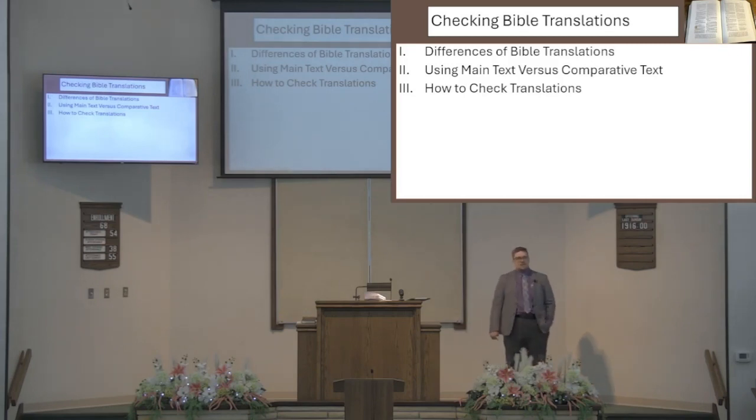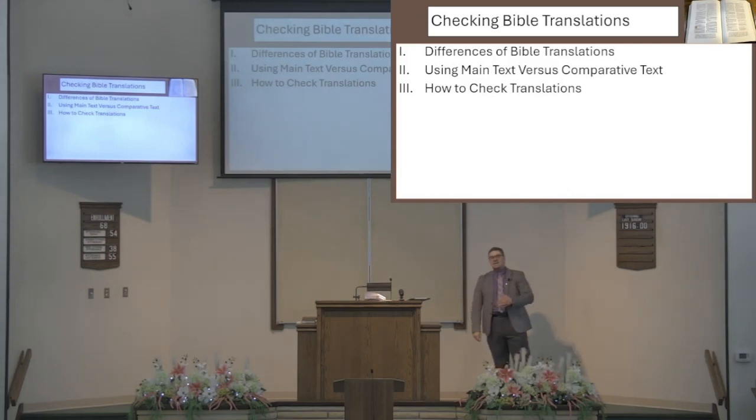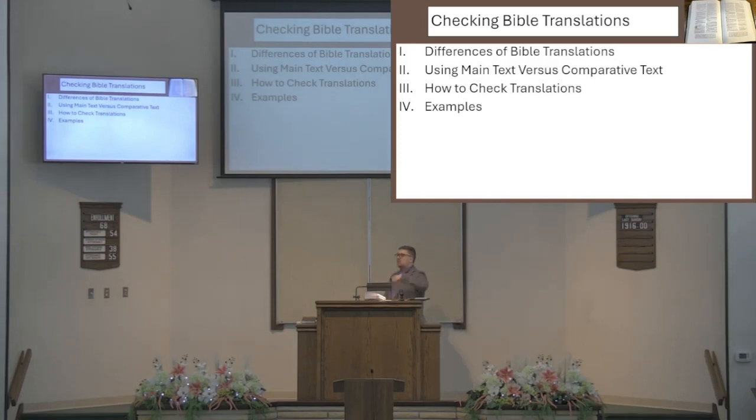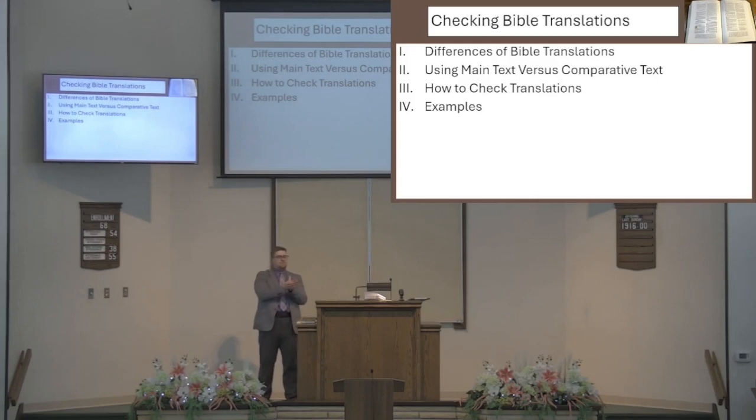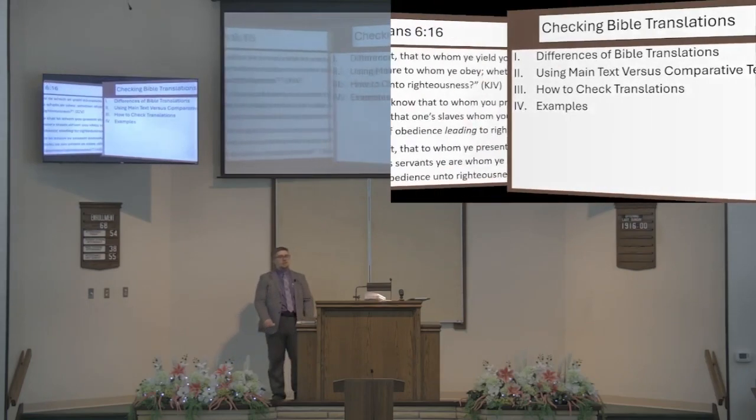We're talking about using our main text versus comparative text. Our main text is what we study from the most. Our comparative is what we use to sort of supplement and look at to explain. And we talked about how to check translations. Let's talk about some examples, particularly of that first one. We looked at an example already of looking at that word in our text. But let's talk about some examples where looking at another translation will help us in our understanding.